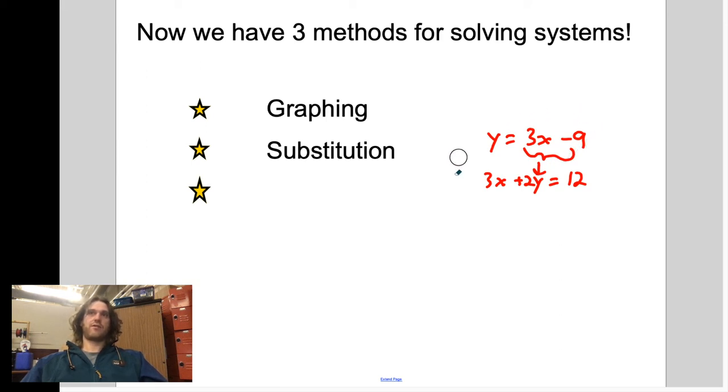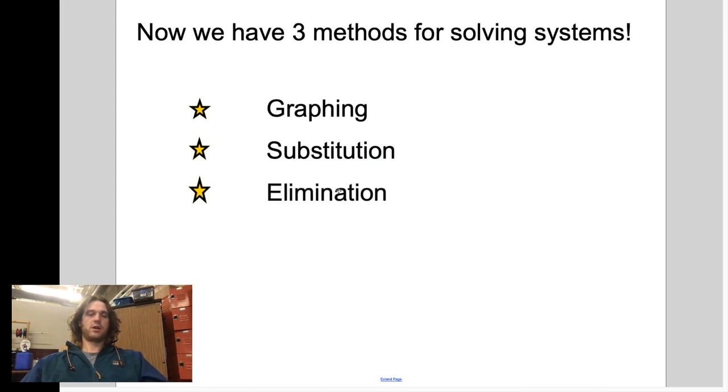That can go very fast. We don't need to rearrange anything. It's ready to go. So substitution is great when a variable is isolated for. Elimination is great when we notice that two of the coefficients are the same, or that we can scale one equation, or both equations, to make the coefficients the same. So that's kind of the strategy behind those.